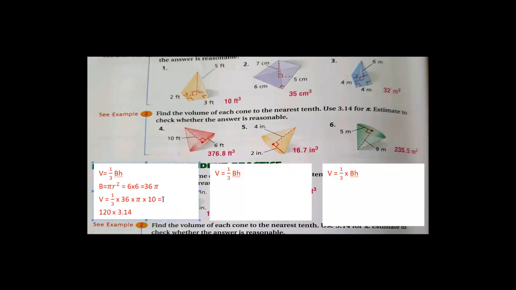So don't multiply the decimal 2 times, okay? Because I know decimal multiplying decimal is hard. So we will take 120 multiplied by 314, and then we will put the decimal after 2 digits. So it will be 376.8 feet cubed. Okay, let's go next.